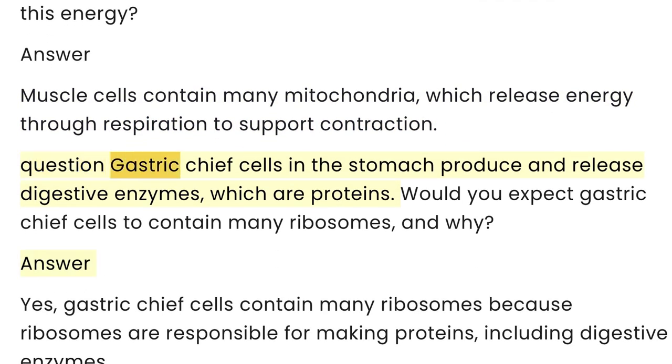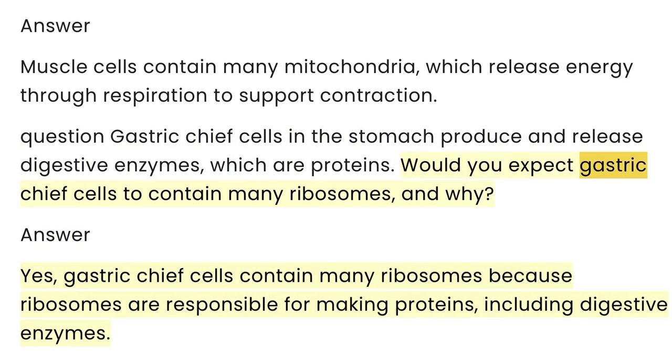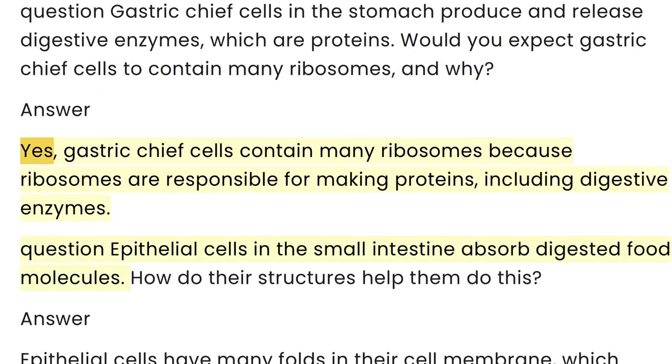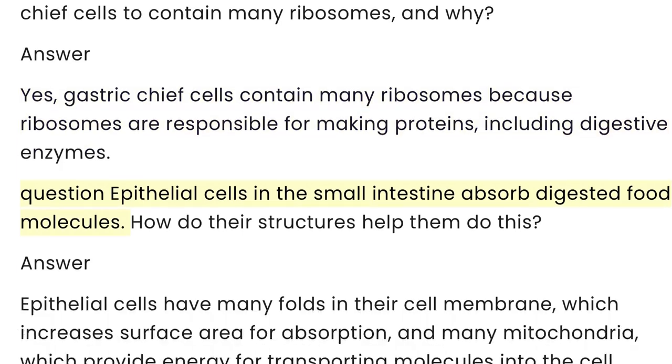Question: gastric chief cells in the stomach produce and release digestive enzymes, which are proteins. Would you expect gastric chief cells to contain many ribosomes, and why? Yes, gastric chief cells contain many ribosomes, because ribosomes are responsible for making proteins, including digestive enzymes.